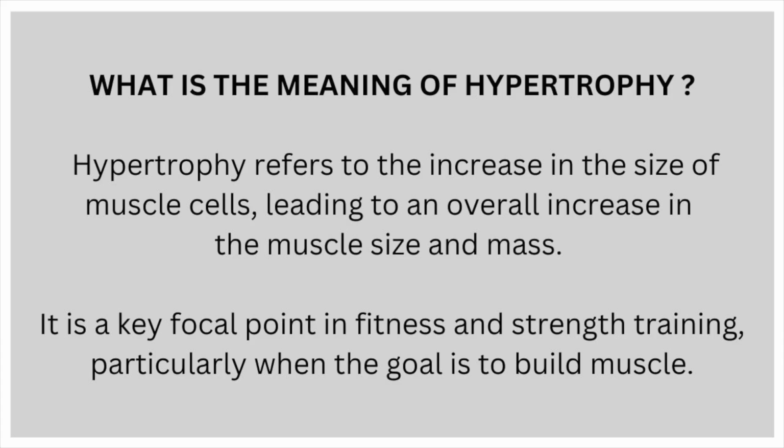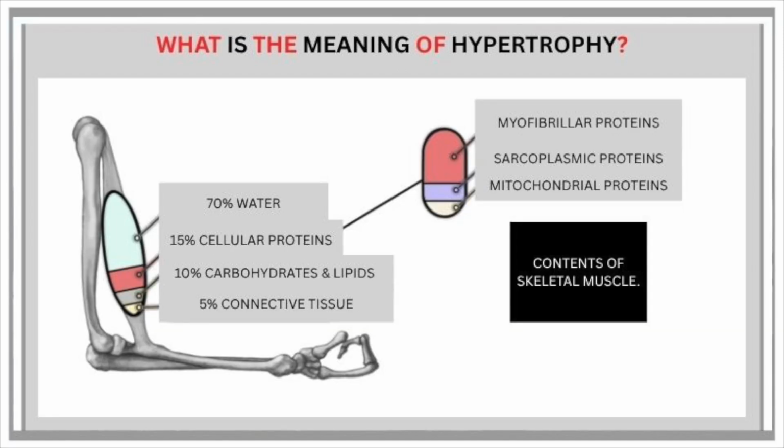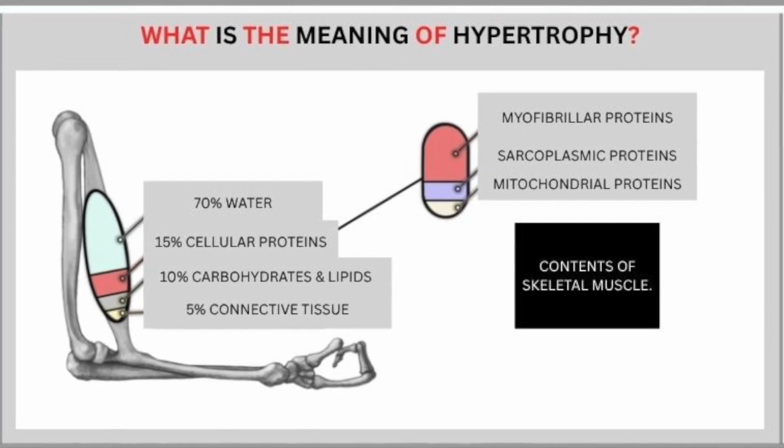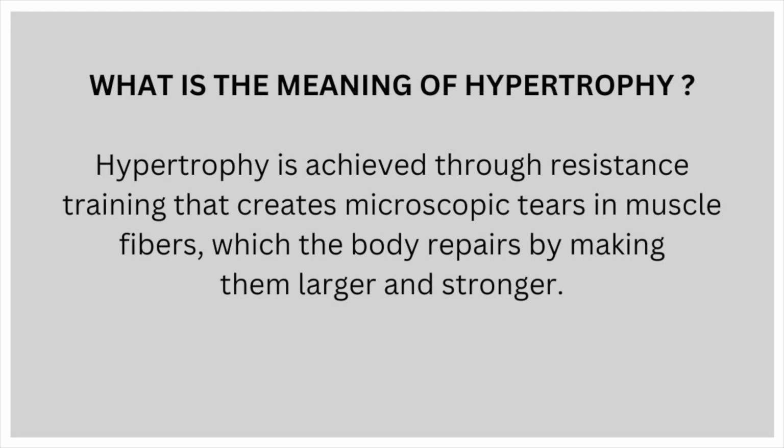What is the meaning of hypertrophy? This refers to the increase in size of muscle cells, leading to an overall increase in the muscle size and mass. It is a key focal point in fitness and strength training, particularly when the goal is to build muscle. Hypertrophy is achieved through resistance training that creates microscopic tears in muscle fibers, which the body repairs by making them larger and stronger.